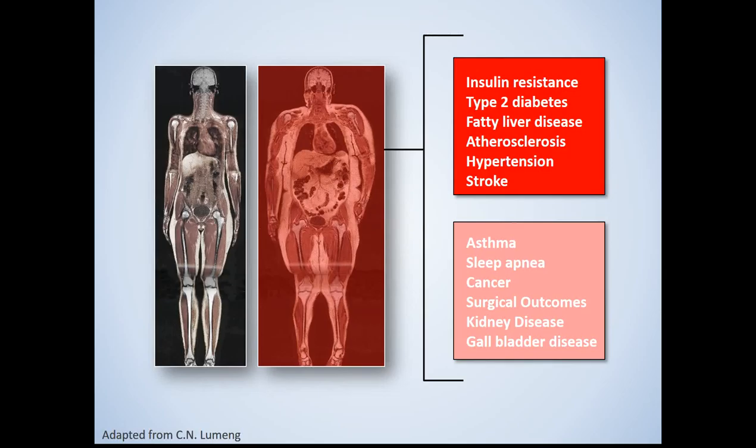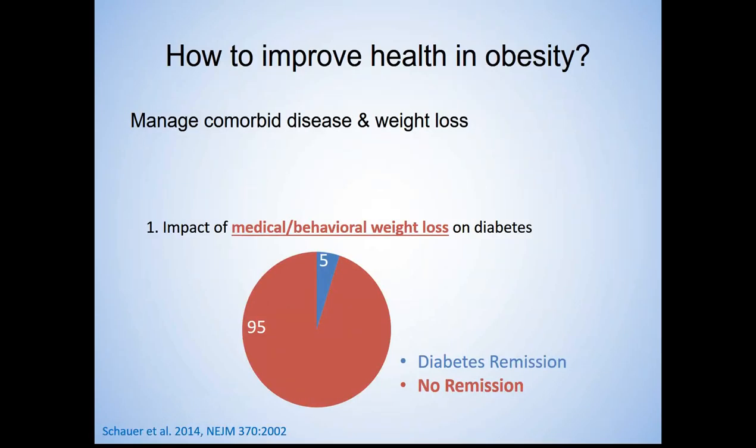So we know that the major risks with obesity are insulin resistance, type 2 diabetes, a risk for liver disease and atherosclerosis, cardiovascular problems, and also, of course, secondary conditions related to that. So this adds up to an enormous burden and cost and increased mortality, of course. So how can we approach improving health in obesity?